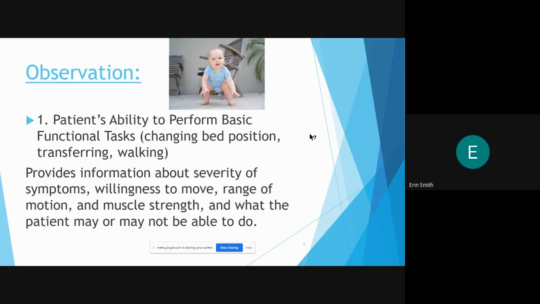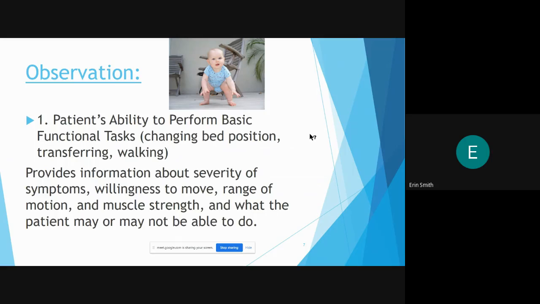Obviously, you have to follow the PT's plan of care, but usually the PT's plan of care in many situations can be very broad and ambiguous. So really paying attention to how our patients move is going to give you an indication of what you want to focus on in your treatment session.